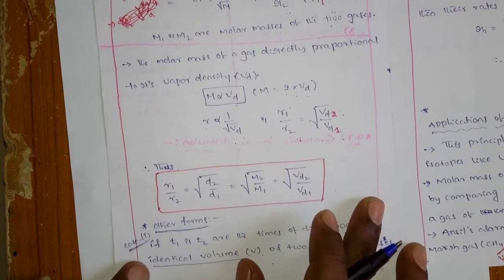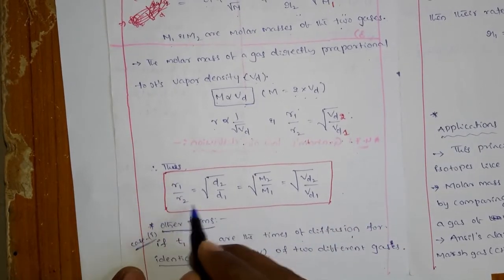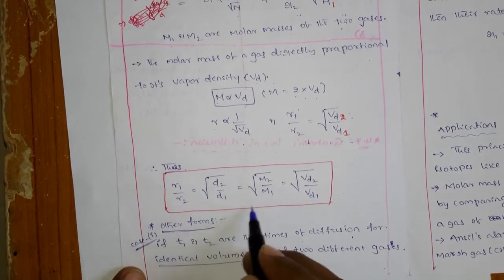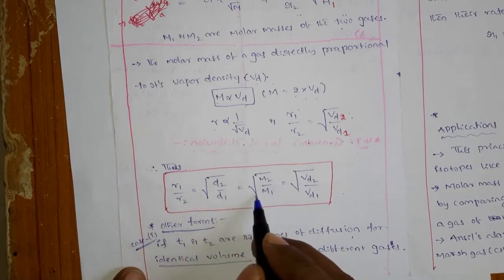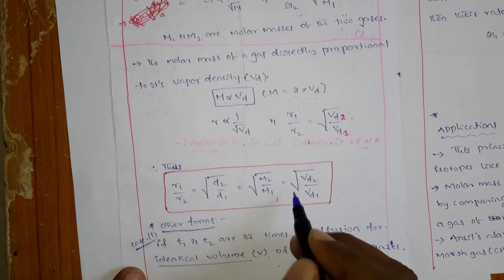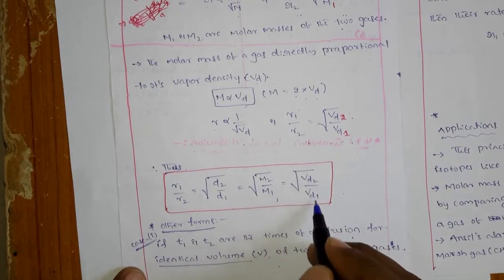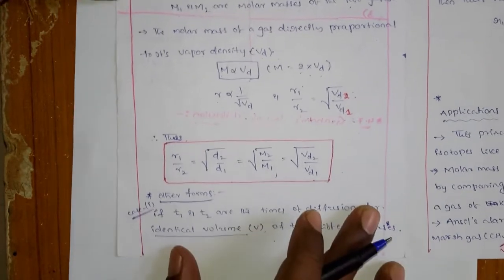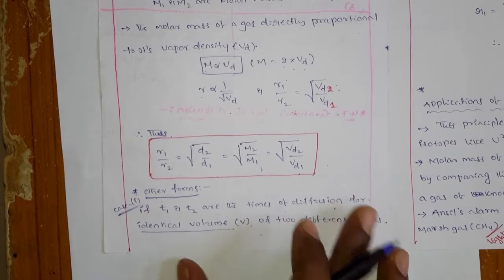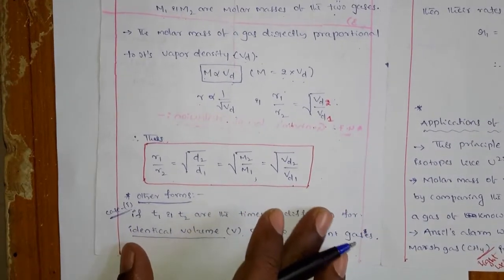Okay, very simple. You take the relations, everything in one format: R1 by R2 is equal to the square root of D2 by D1, and again equal to the square root of M2 by M1, and again the square root of Vd2 by Vd1, the vapor density of the second gas divided by the vapor density of the first gas, right? For this equation, there are some other forms. What are the other forms?